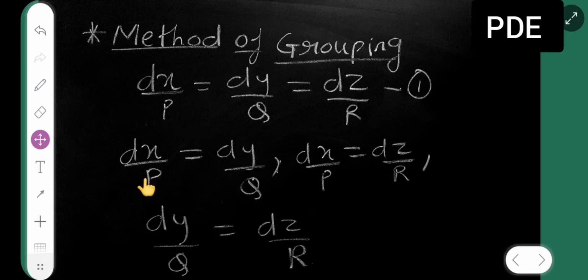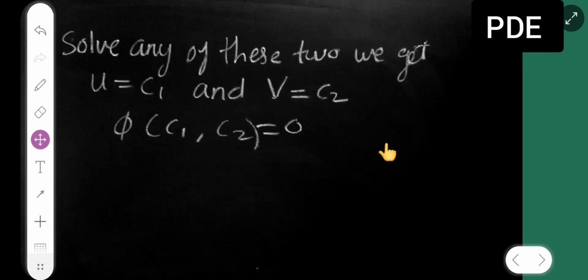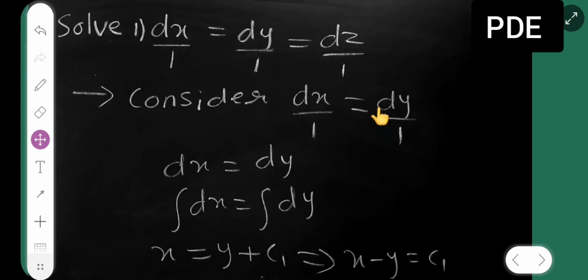Whether it is dx upon P is equal to dy upon Q, the first two, or the first and the last, that is dx upon P is equal to dz upon R, or dy upon Q is equal to dz upon R. From these three you can take any two equations and start solving. Solving any two, we get u is equal to c1 and v is equal to c2. So phi of c1, c2 is equal to 0.